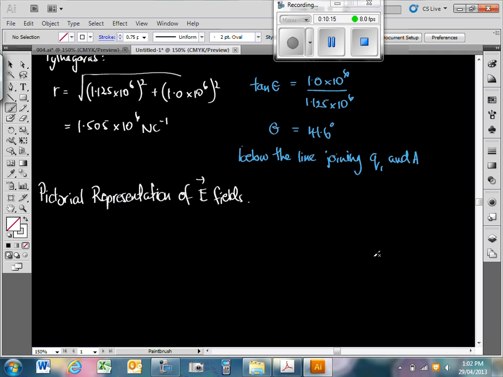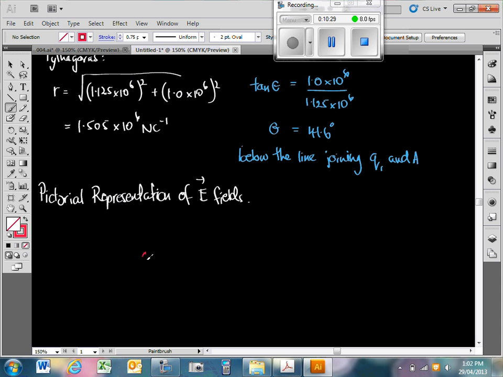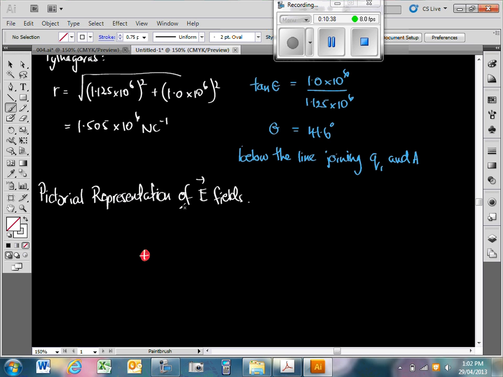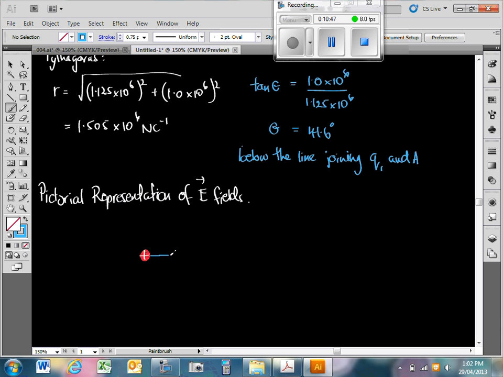Pictorial representation of electric fields. We draw, of course, electric fields using what we call field lines. So if we have some charge here, and I say that that charge is positive, I often say that it's a proton or something like that, an elementary particle with positive charge. Well, at this stage, it's an elementary particle. I can give it direction. How do I know to give it direction, or which direction to give it? Can you remember?